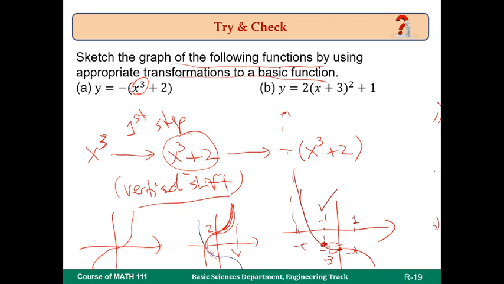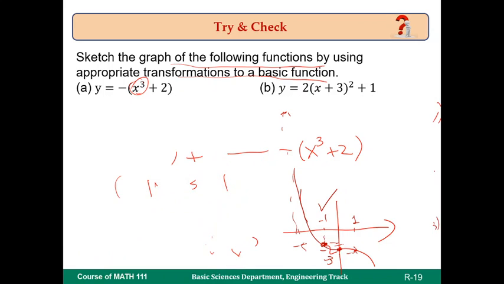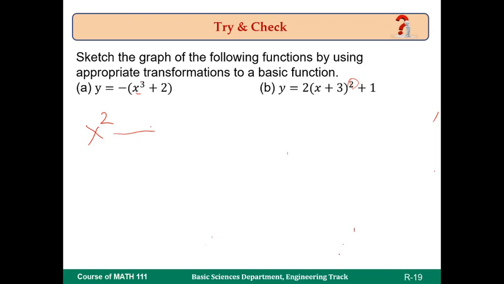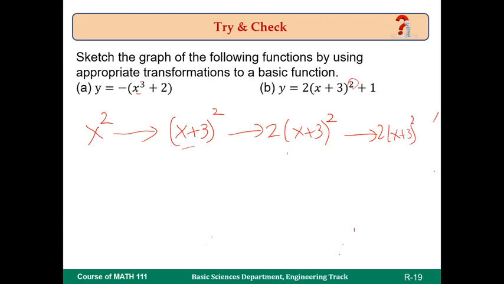Now, let's do the other question here. There is this square here. We see the square, so the square will tell us what to do. You can take the basic function as x squared. So you can start from x squared, and x squared becomes (x plus 3) squared. And then we multiply this with 2, and then we add 1. So we have lots of transformations here.